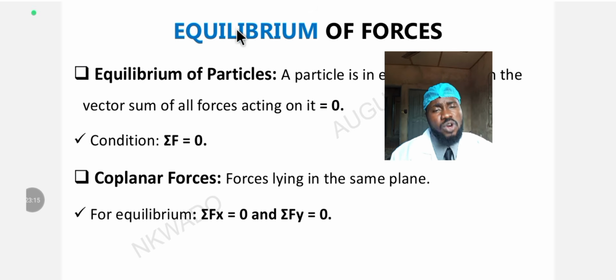Still under equilibrium of forces, coplanar forces. What are coplanar forces? Coplanar forces are forces lying in the same plane.